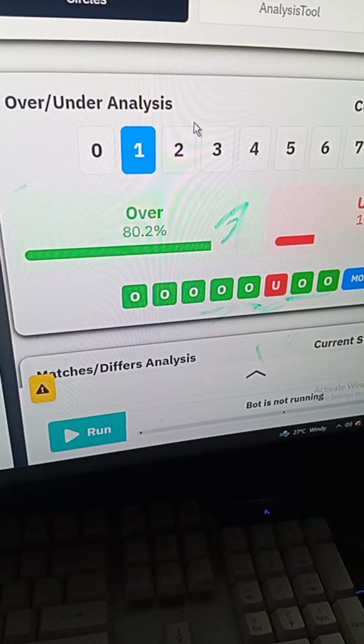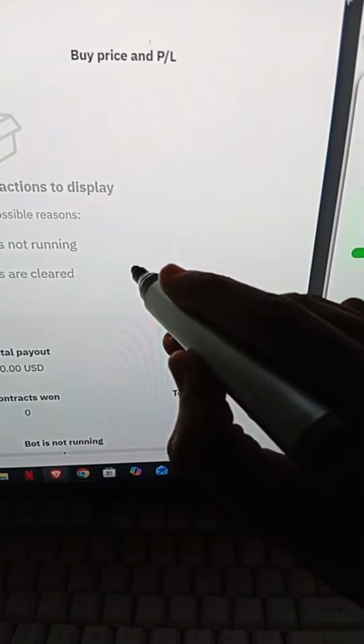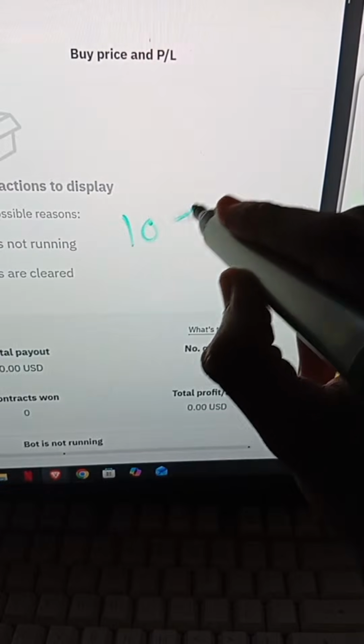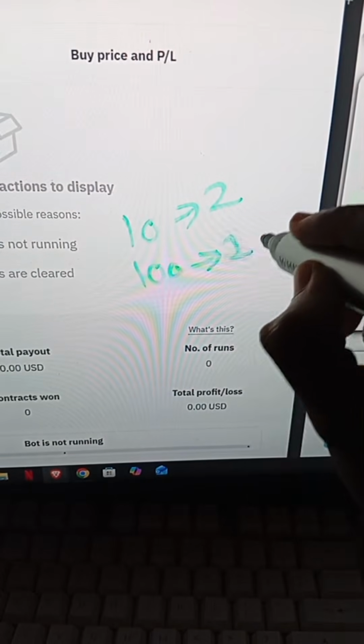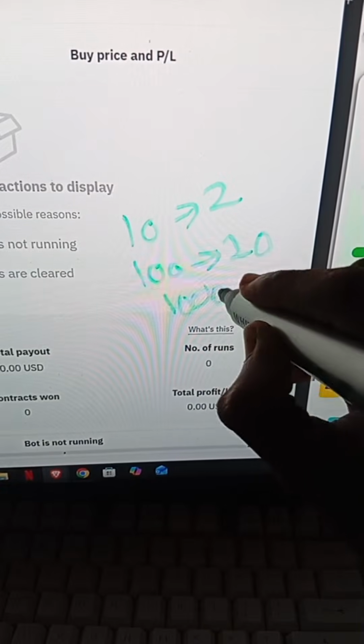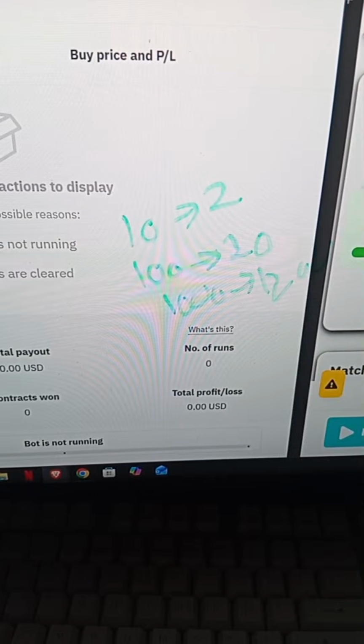And remember, in growing an account, the higher you go, the more profits you get. Imagine with a $10 account, you only get a profit of 2. With a $100 account, you get a profit of 20. With a $1,000 account, you get a profit of 1,200. So the higher you go, the quicker you'll grow your account and the more profits you'll get in the process. It will be very nice.